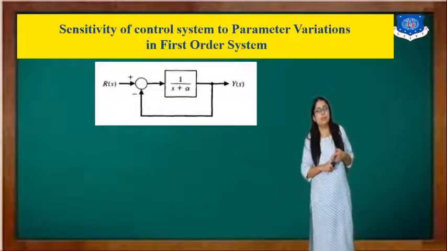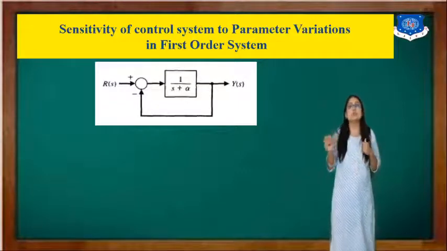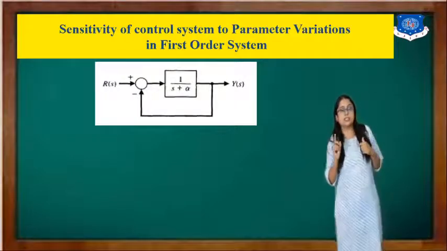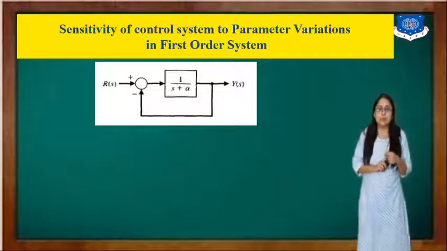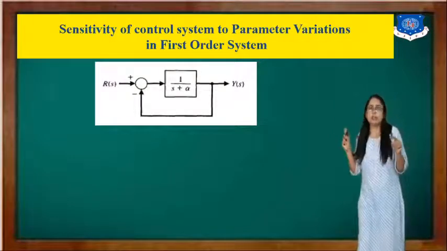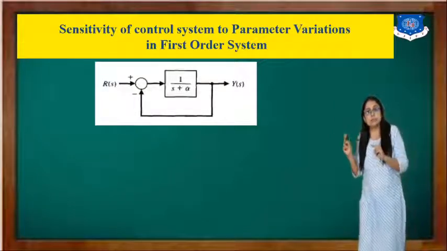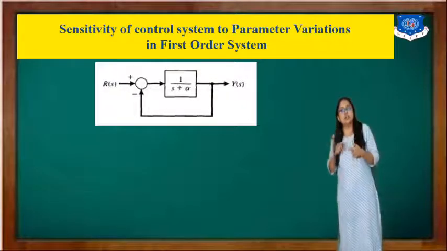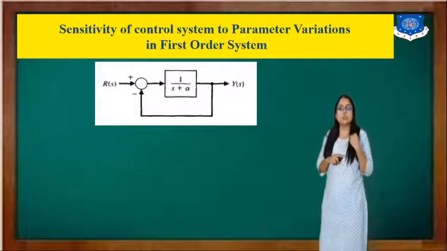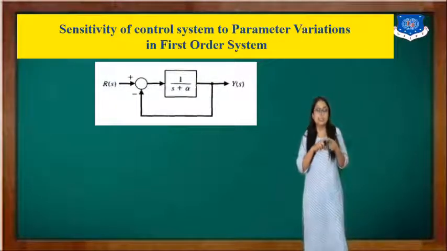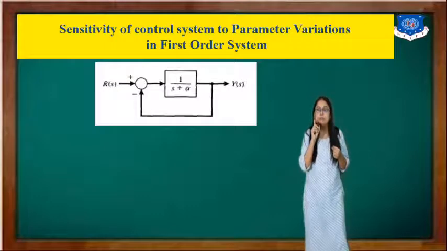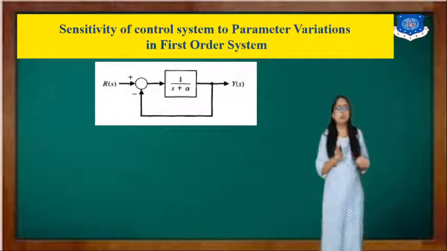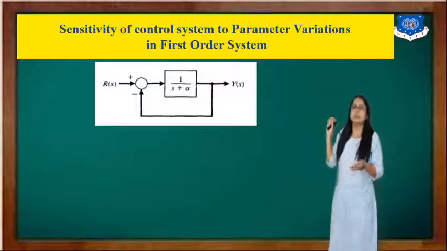But for example, if you have 1 upon S into (S plus 1), you have to check the power of S. Open the bracket: 1 upon S(S plus 1) equals 1 upon S squared plus S. Now you check the power of S, it is 2. So that is known as a second order system, but the type is 1 because the common factor is S. Here we will not discuss the type, we will just focus on the order.